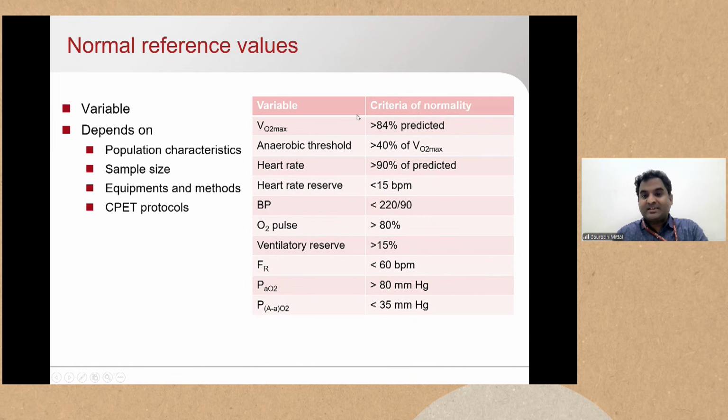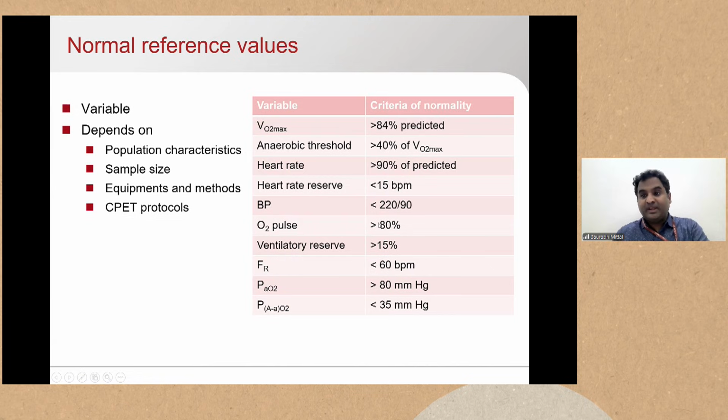Anaerobic threshold, as I discussed, is considered normal at 40 to 60%. For heart rate, the peak heart rate during the test should be more than 90% of predicted, and heart rate reserve should be less than 15 beats per minute. A very high blood pressure response is not considered normal.